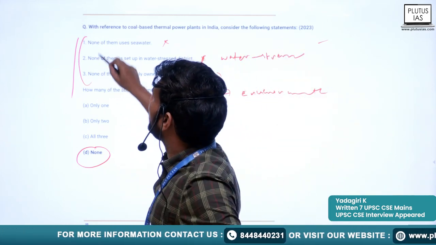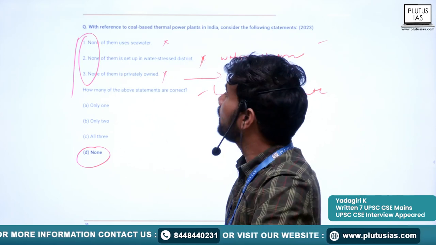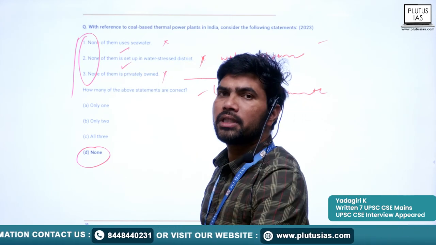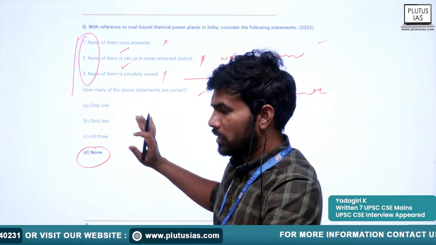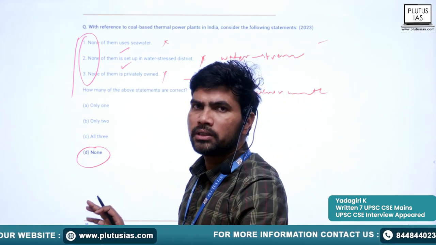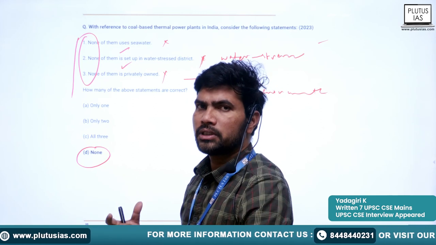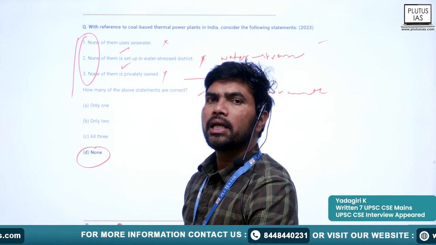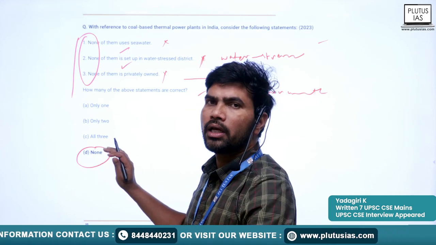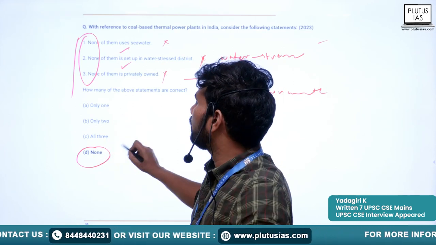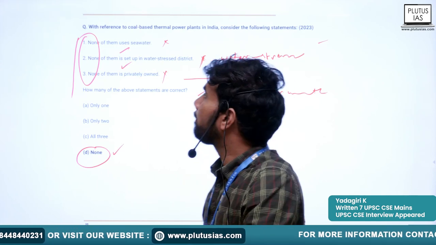However, another elimination tactic here can be, these are extreme statements. All the three are extreme statements. So when it comes to the UPSC prelims examination, extreme statements tend to be incorrect a majority of the time. So in this way also you can eliminate the choices and you can come to the conclusion of the option. Right.